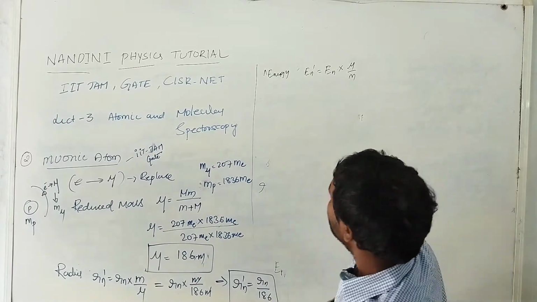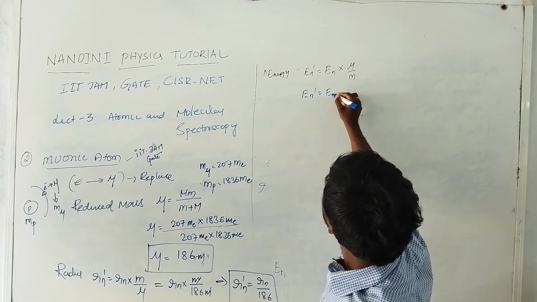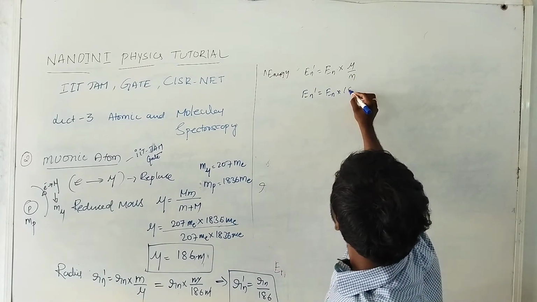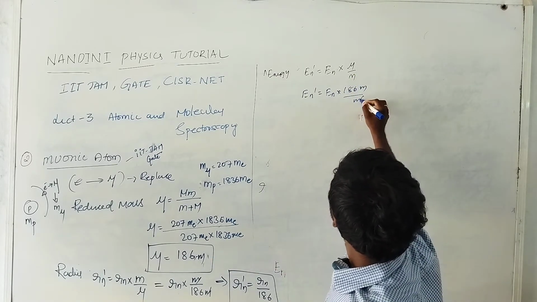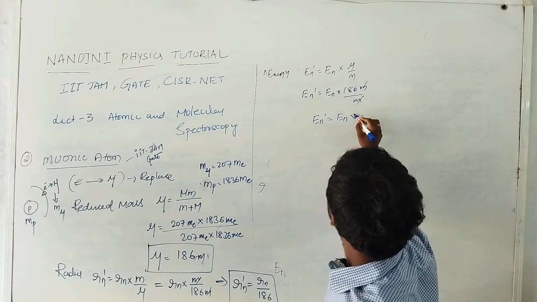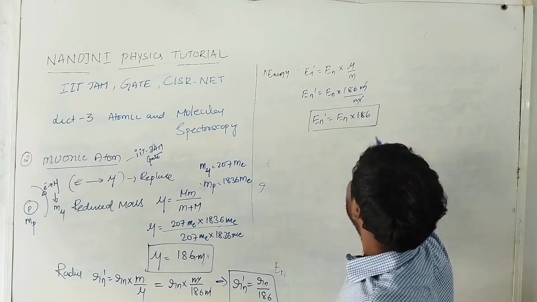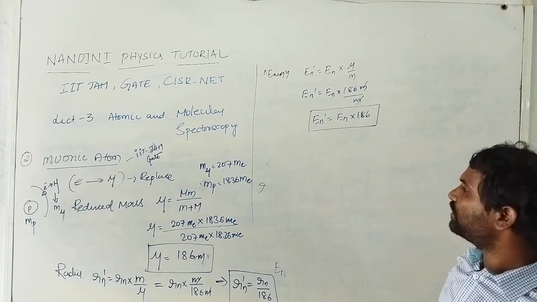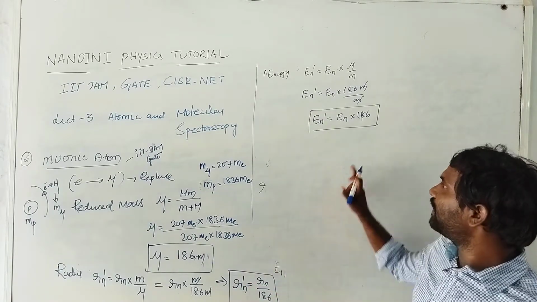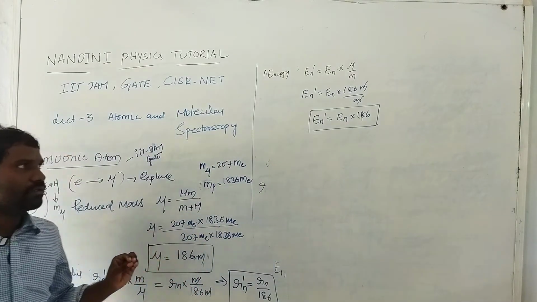Energy. So energy En dash is equal to En into, this is a mass by m. So what is the reduced mass value? 186 m divided by m. So m will cancel, En dash is equal to En into 186. So this is the radius of the muonic atom, and this is the energy of the muonic atom. So this is the concept about everyone.